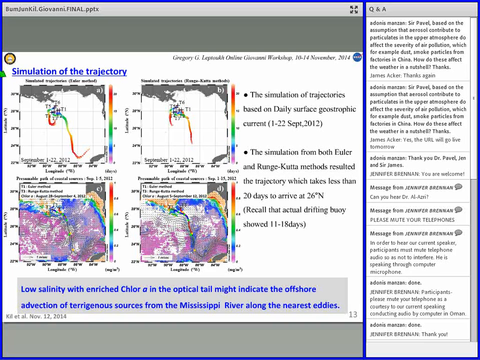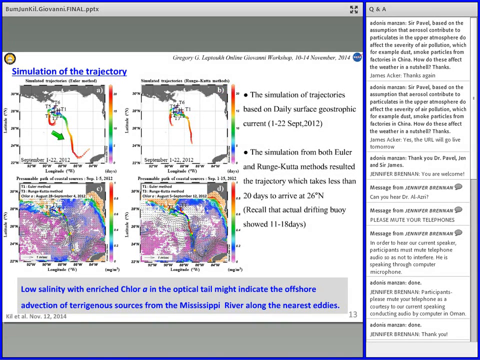Now let's go back to the result and talk more about the trajectory. The trajectory for September 1st to September 22nd was simulated from the beginning location of the actual buoy trajectories. As a result, the trajectories T1 and T3 by the Euler method and T3 by the longitudinal method showed less than 20 days toward the center of the Gulf of Mexico.